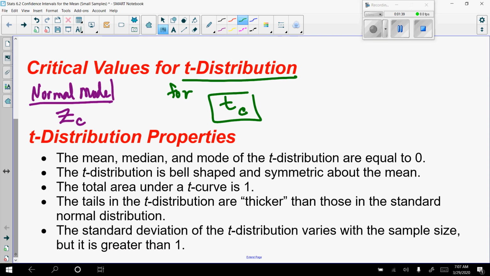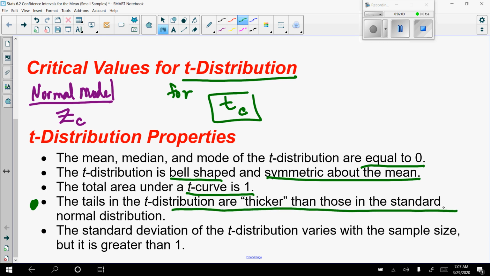The properties of a t-distribution are somewhat the same as a normal distribution. The mean, median, and mode are all equal to 0, just like the normal model. It's still bell-shaped and symmetric about the mean. The total area under the curve is still 1, but the main difference is that the tails are thicker than the standard normal distribution. Okay? Another main difference is that the standard deviation of the t-distribution varies with the sample size. Okay?